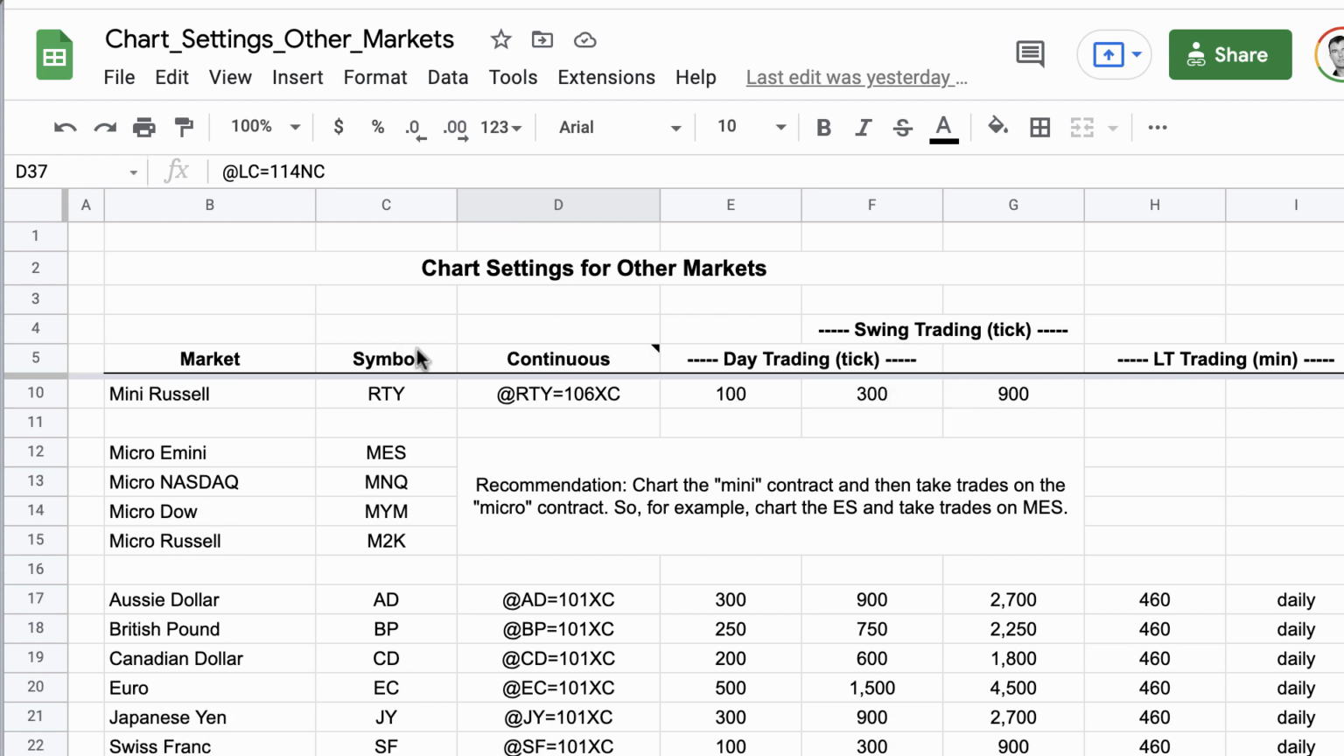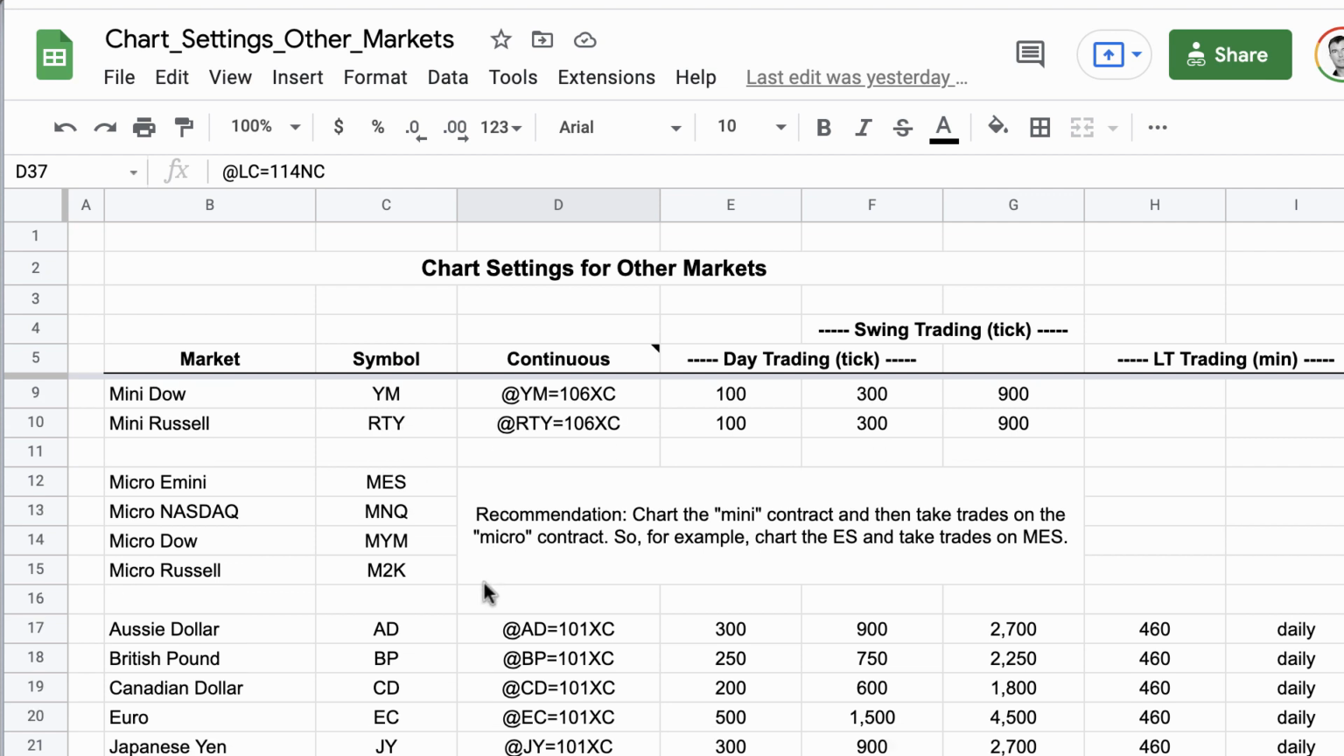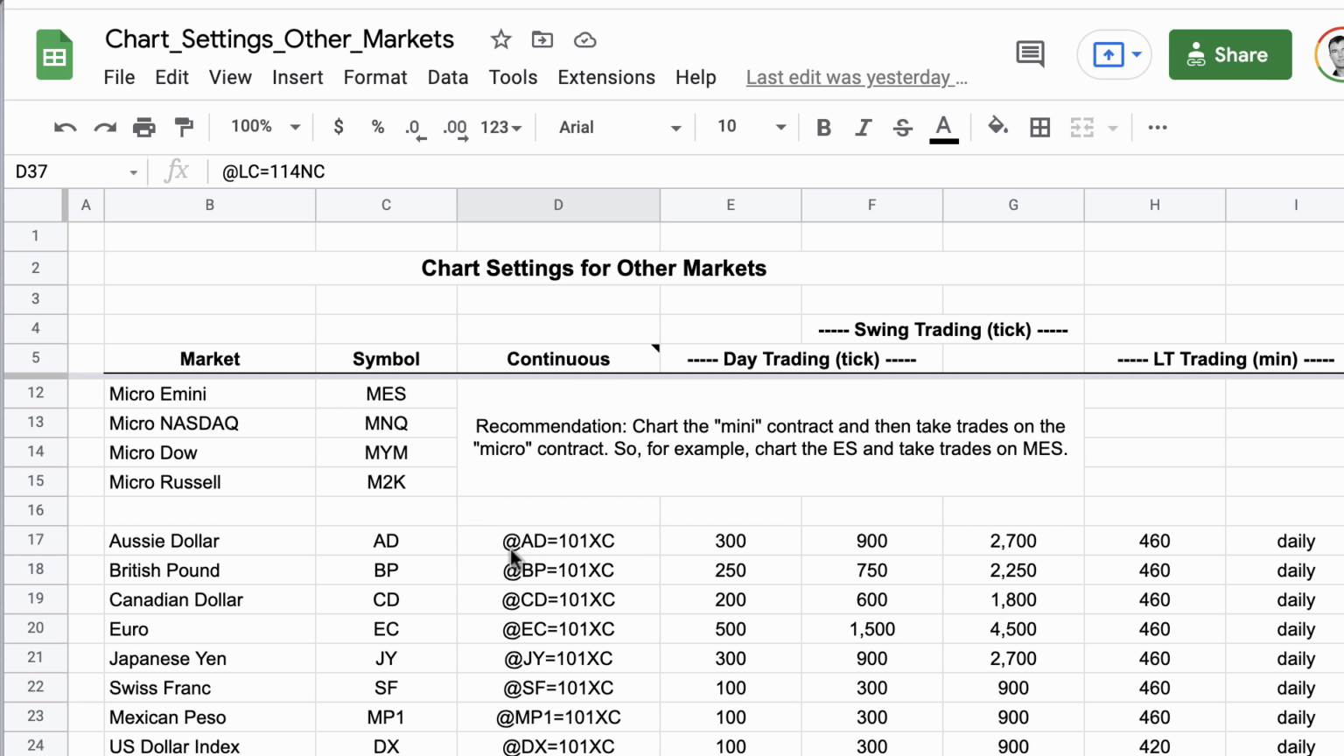And here we've got all the symbols for each of the futures markets, and my recommendation of the continuous contract we should be using. On the futures contracts, normally you put at AD, for example, for the Aussie dollar, the continuous contract of the Aussie dollar. If we add in this equals 101 XC, it rolls on one day prior to the expiry date, and that will give you a different chart, a fuller chart capturing all of the trading with the correct rollover day. So you'll see that on each of these markets.